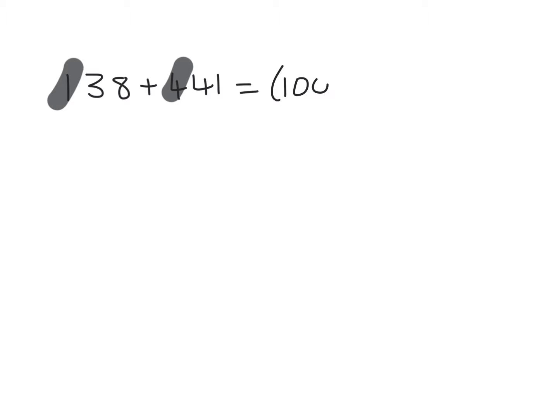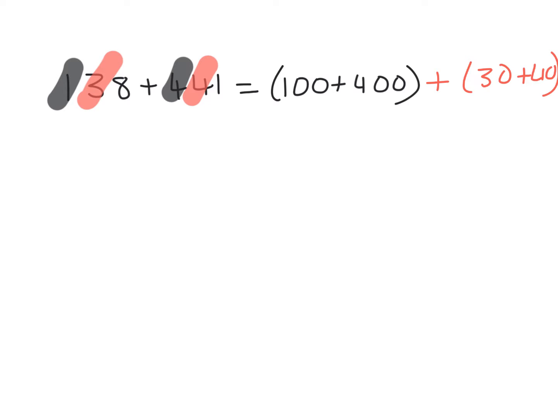Alright, well, here's an example for you to do. 138 plus 441. Give that a go. Pause the video. Alright, so how did we go? Well, I'm going to have a look at that number there and that number there. Why am I looking at those? Because they are hundreds. So that would be 100 plus 400. Okay, next numbers I'm going to look at are the tens. So I'm going to go plus 30 plus 40. Close my brackets.